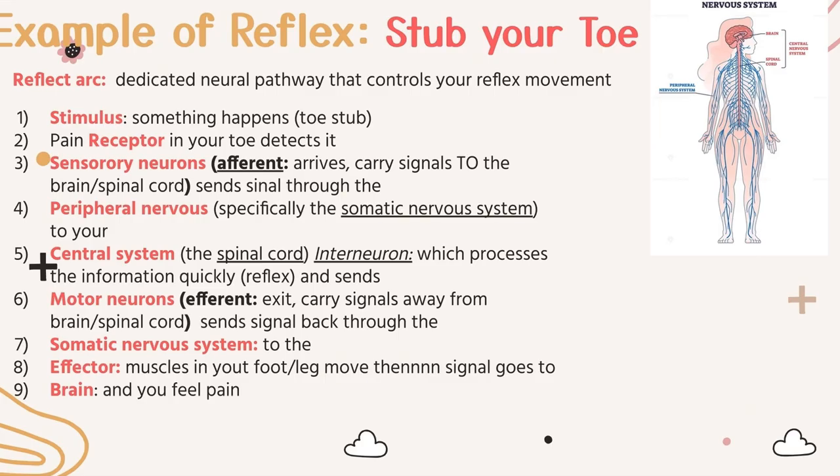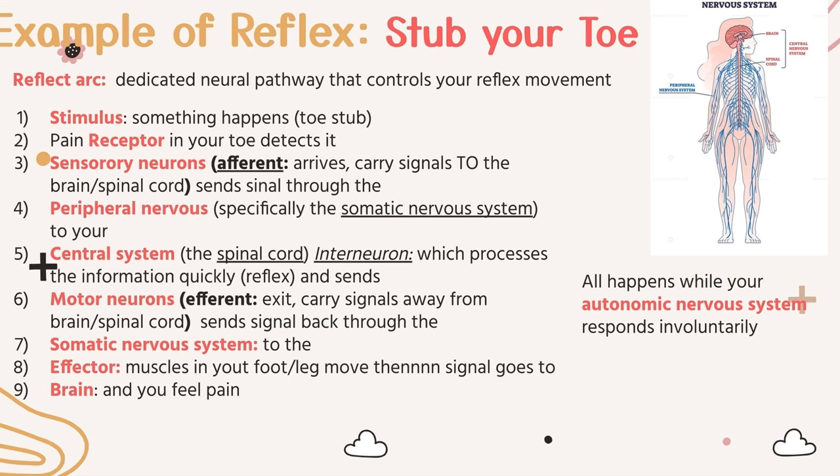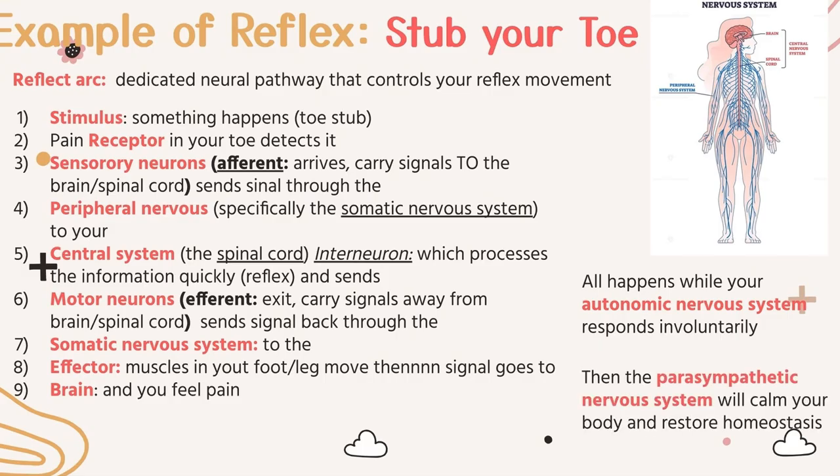So basically, what makes this a reflex is, first off, the interneuron. In a regular pathway, the interneuron usually isn't there, and it goes to your brain after that. And it all happens while your autonomic nervous system responds involuntarily. Then the parasympathetic nervous system will calm your body and restore homeostasis. So this all occurs without it going through your brain at first, because it's a reflex.